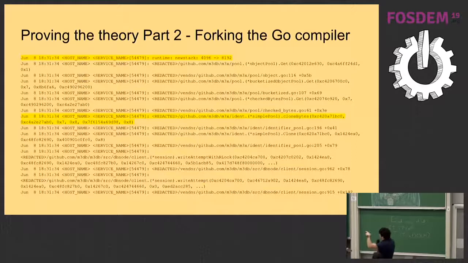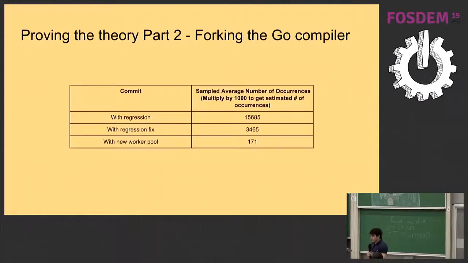Immediately started seeing logs like this where it's saying, okay, around the clone bytes function, I just had to grow the stack from 4 kilobytes to 8 kilobytes. So if you put an 8 kilobyte allocation in the hot path of your code, that could definitely explain why it gets twice as slow. And then we just counted the number of print statements, and we saw that with the regression, there were a lot, and with the new worker pool, there was none.